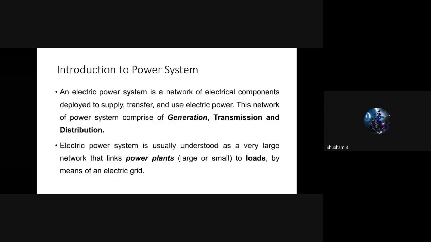Yes, it has an important role. Transformer is an equipment, generator is an equipment, and generation is the phenomenon. Transmission is the phenomenon, distribution is another phenomenon. So these are the things that happen from certain equipments. Now, an electric power system is usually understood as a very large network that links the power plants, both large and small, to the loads by means of an electric grid.